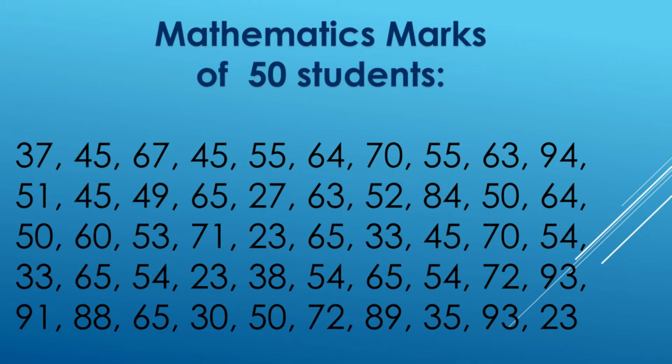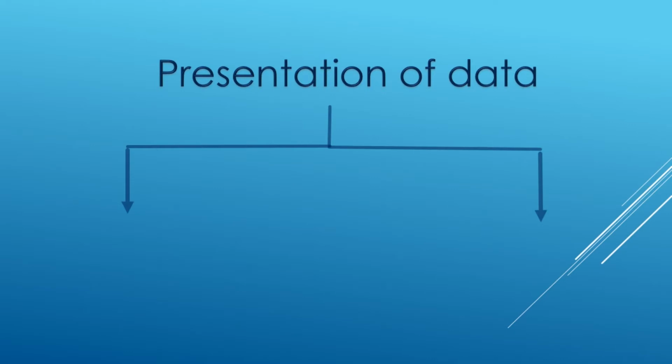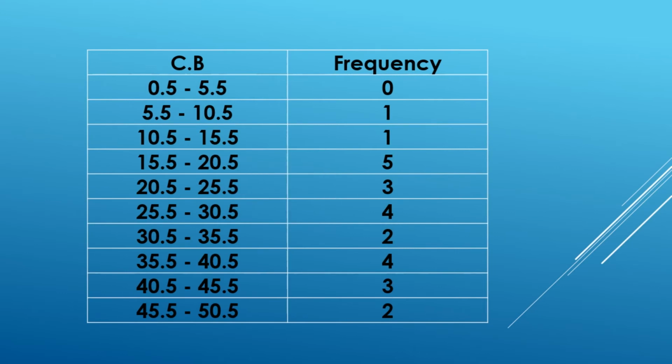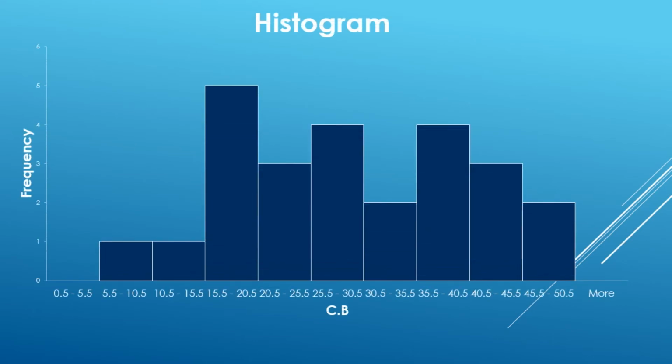After collecting the data, how do we represent it? Students, we can represent the data in two different ways: frequency distribution and graphical method. What is frequency distribution and how do we represent the data by graphical method? We will learn in the next chapters. But this is known as the frequency distribution, and this is one example of a graph.